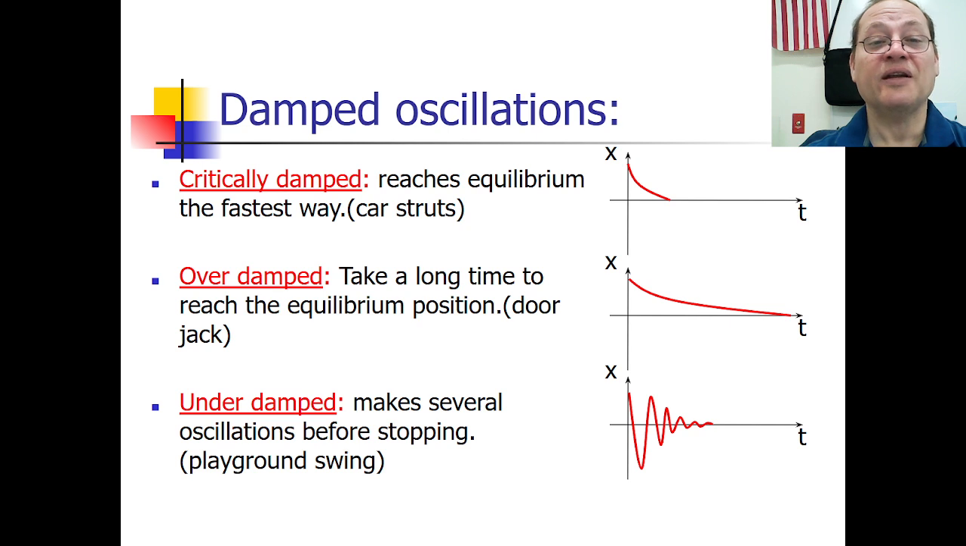You're going to have three different outcomes depending on the conditions. You can have a critically damped oscillation where the system reaches equilibrium the fastest way, like car struts. Overdamped oscillations take a longer time to reach equilibrium position, like door jacks. And underdamped oscillations make several oscillations before stopping, like a playground swing.